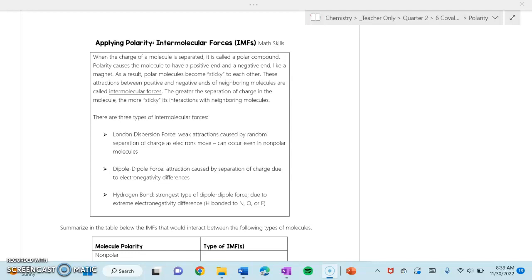There are three types of intermolecular forces that we are going to study. London dispersion force. Sometimes this is also called van der Waals force, but we're going to call it London dispersion, and you can shorten that to LDF. London dispersion forces are weak attractions that are caused by random separation of charge as electrons move around.